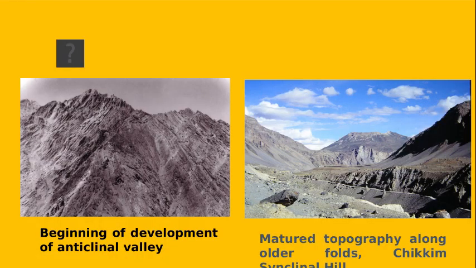But you also have a topography which is maturing. On the left side you see an anticline with a depression at the top. This is the beginning of the development of an anticlinal valley. And on the other side, when you see the Sikkim hill, it's a typical synclinal. It's absolutely a mature topography. So this way we can also use it for dating of the fourth generation.